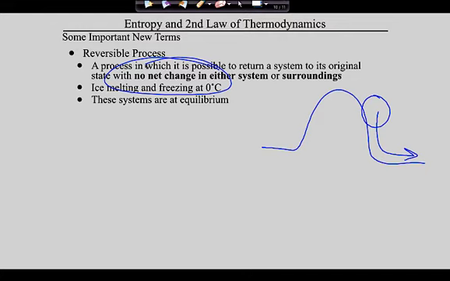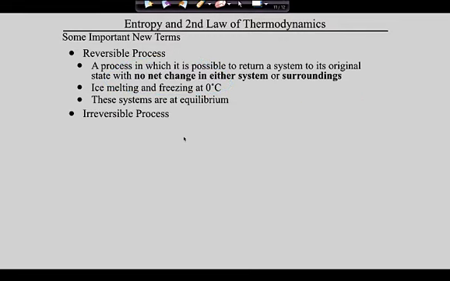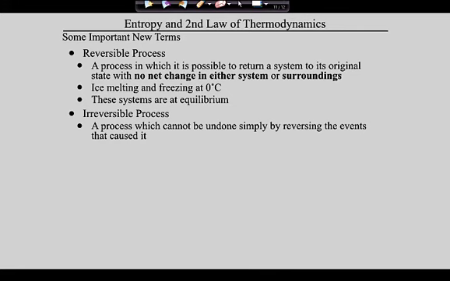The thing that makes it reversible is the fact that the forward and backward processes are happening in such a way that they're canceling each other out with no net change. Don't confuse that with being able to force it the other way. Do you see the distinction? Okay. Term number two, irreversible. So guys, an irreversible process is a process which cannot be undone simply by reversing the events that caused it.